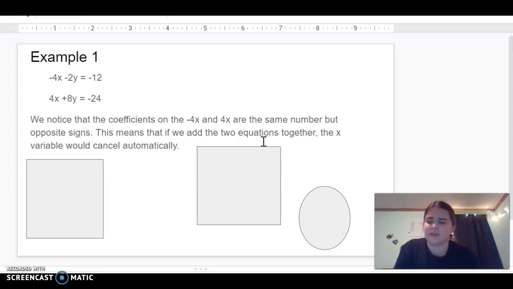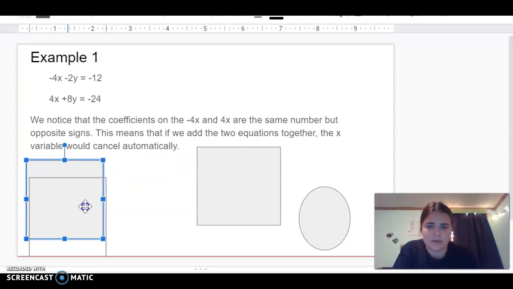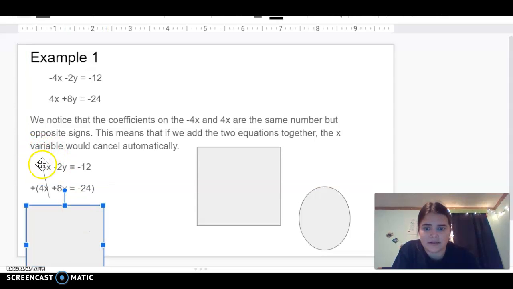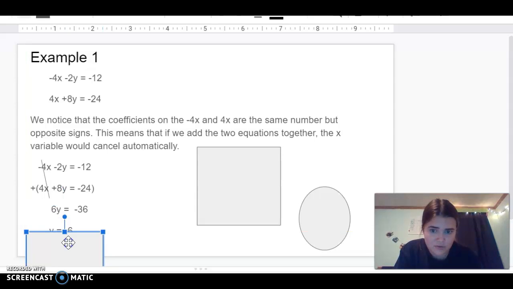So let's go ahead and do that. We'll add these two equations together. We notice that this negative 4x and this positive 4x cancel, because negative 4 plus 4 gives you 0. Then we can add the two other components of the equations. We get negative 2y plus 8y, which equals 6y. And then we do negative 12 minus 24, and we get negative 36.